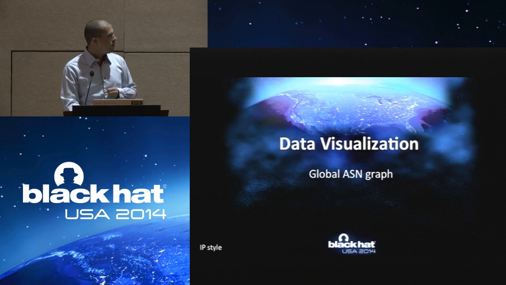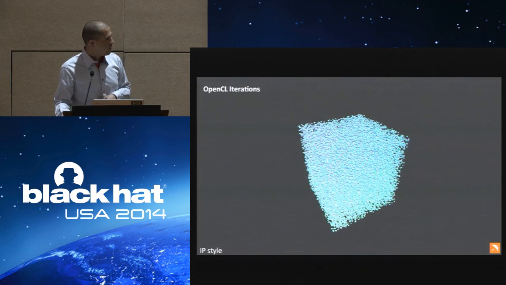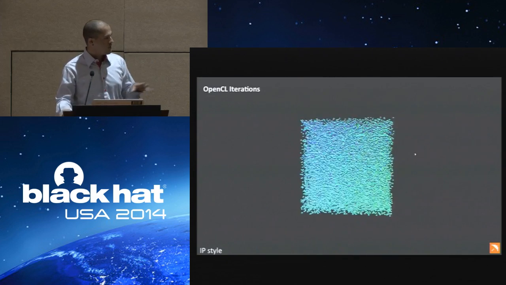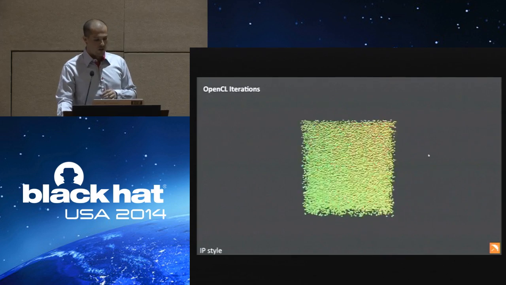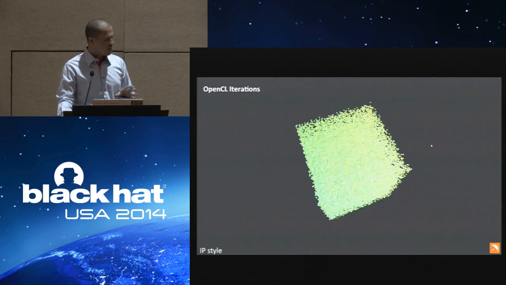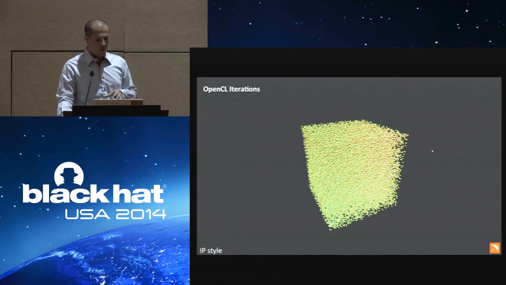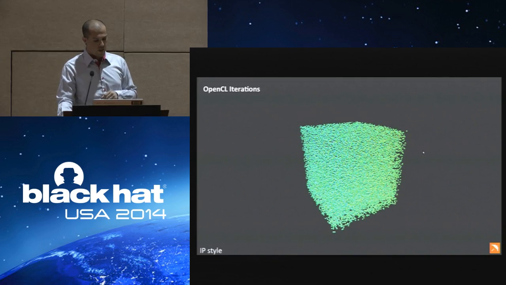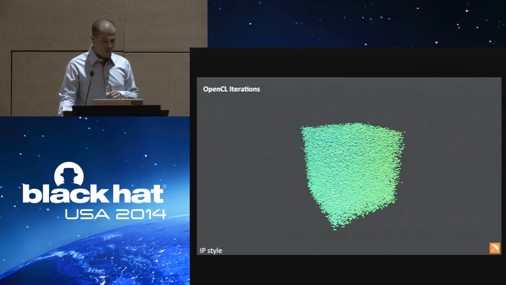So I'm going to show you a little bit of the process. Here we start on this OpenCL view. At first everything looks like a big mess. All the nodes that you see here represent the ASN nodes. So at first everything is in bulk, it doesn't really make sense. And then we're going to start running the iterations on OpenCL. As we've seen in the video, there you go.